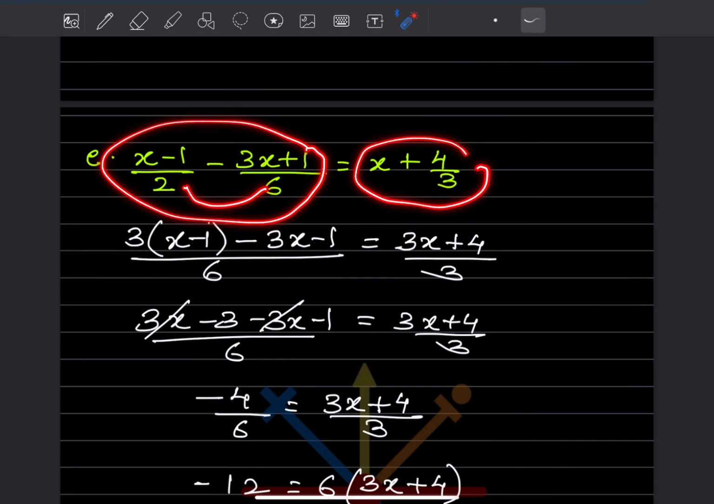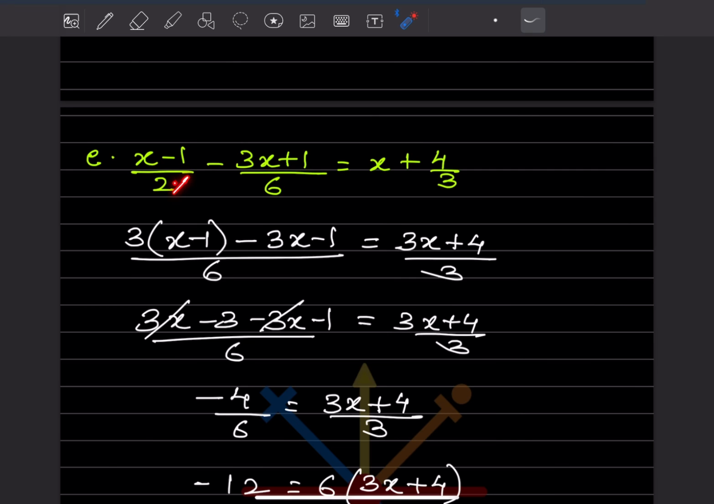Now you can see this is left hand side, this is the right hand side. So here the denominators are different, the LCM is going to be 6. So here multiplied by 3, which is done here. Now again here, there is a minus sign over here and there are two terms. So minus 3x and minus and plus becomes minus. So this is the important step, divided by 6.